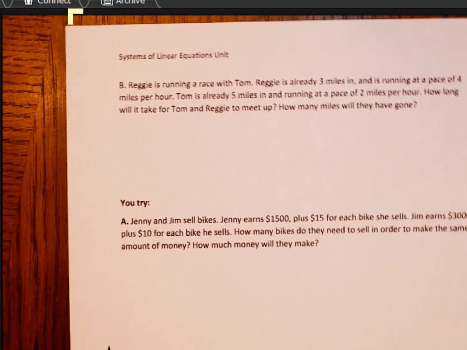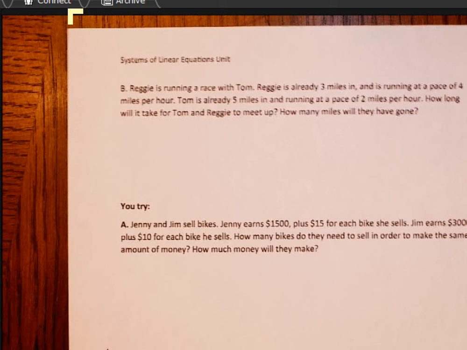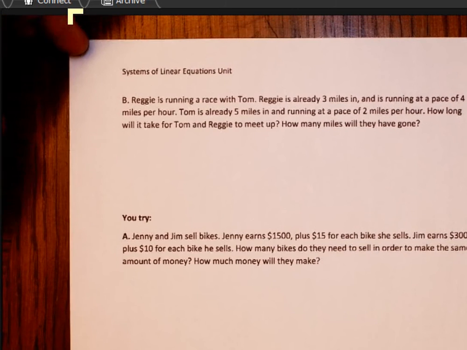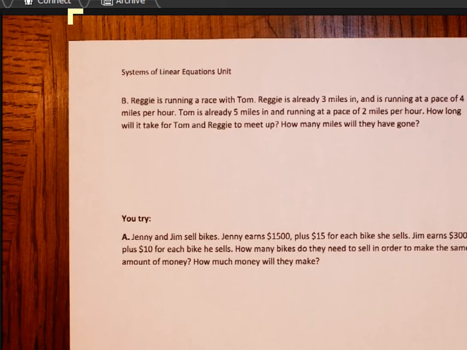On the next page, in problem B, it says, Reggie is running a race with Tom. Reggie is already 3 miles in and is running at a pace of 4 miles per hour. Tom is already 5 miles in and running at a pace of 2 miles per hour. How long will it take for Tom and Reggie to meet up? So they're asking, at what point will they have run the same distance?